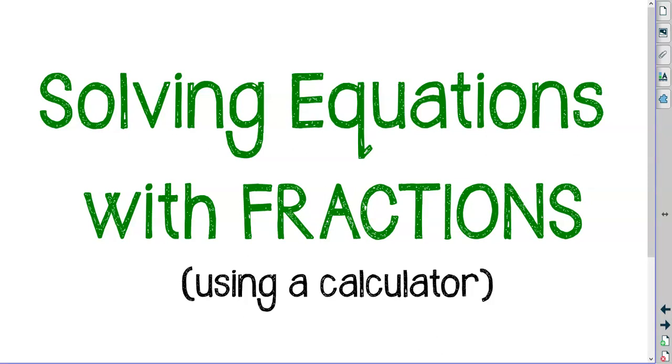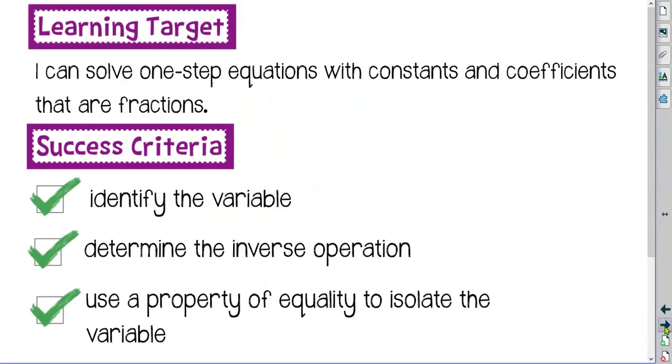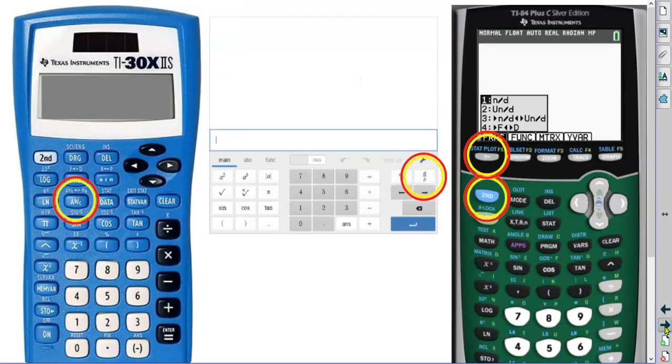This tutorial will show you how to solve equations with fractions or mixed numbers, but using a calculator. So by the end of this video, you should be able to solve one-step equations with constants or coefficients that have fractions or mixed number values. And in order to do so, you need to be able to identify the variable, determine the correct inverse operation, and use a property of equality to isolate the variable.